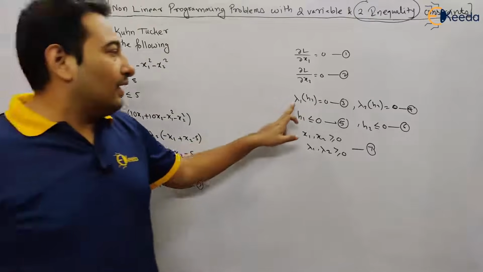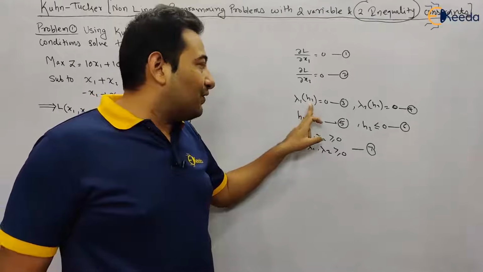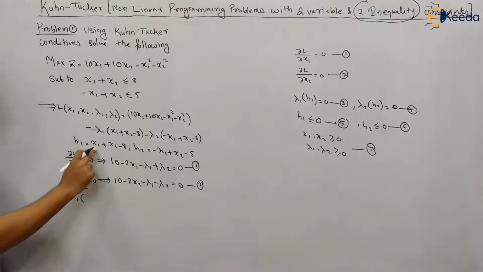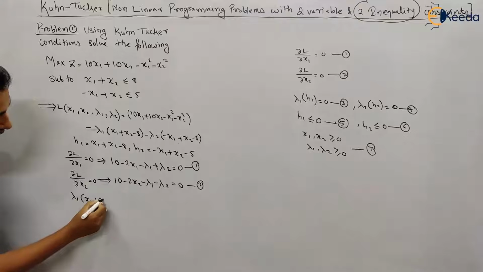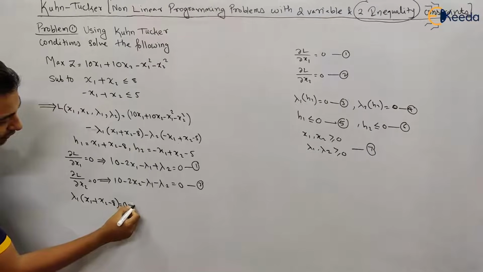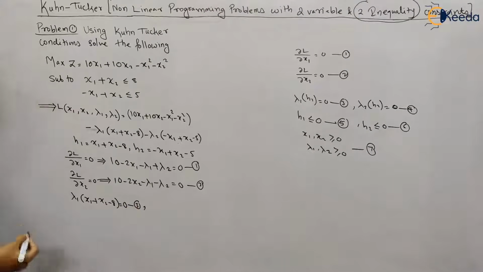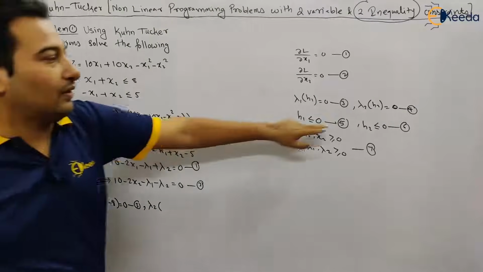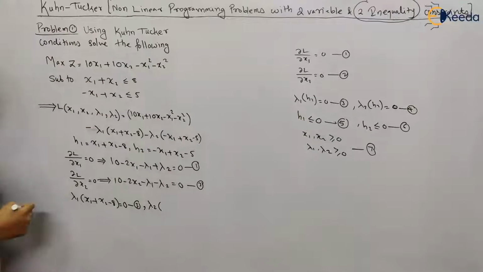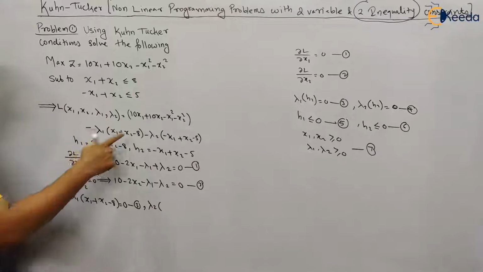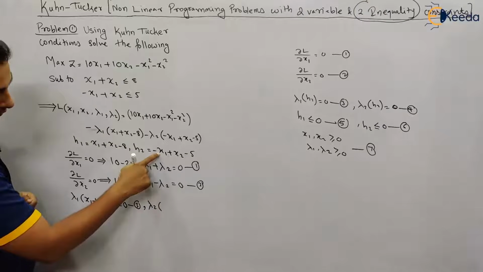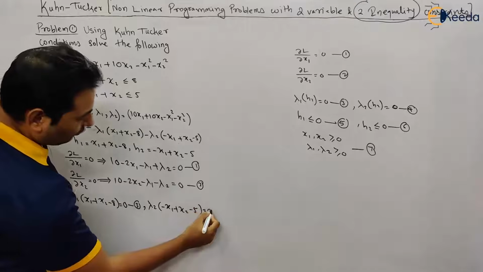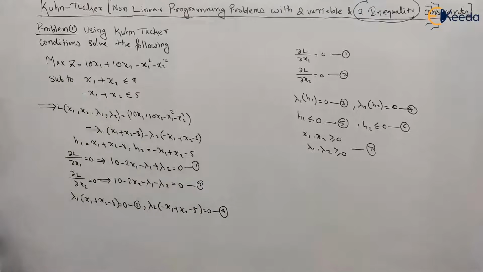What next? Lambda 1 times constraint equal to 0. So here it will be lambda 1 times the first constraint, that is h1, equal to 0. This is equation number 3, and lambda 2 times the second constraint h2, and h2 here is this: minus x1 plus x2 minus 5 equal to 0. This is equation number 4.